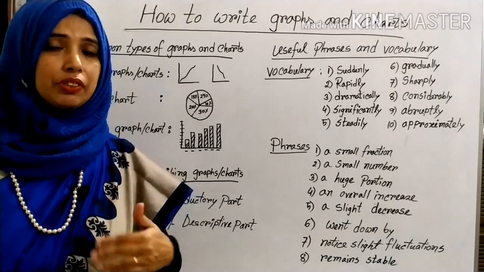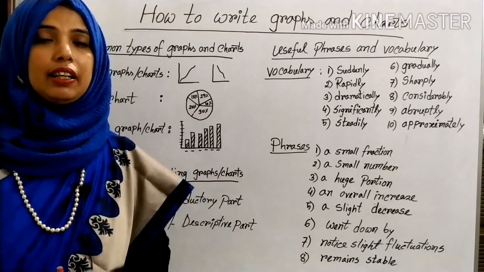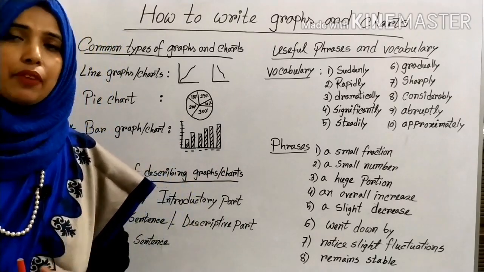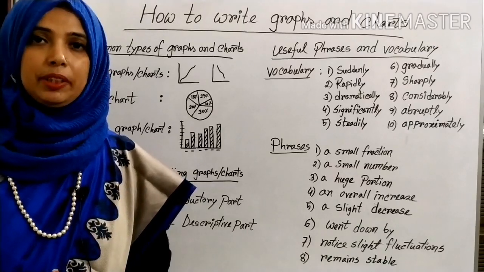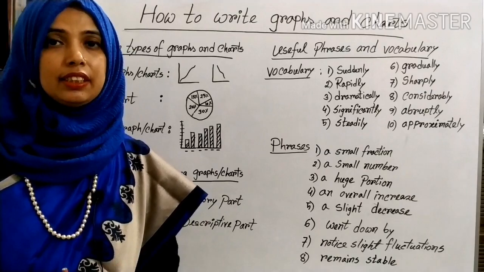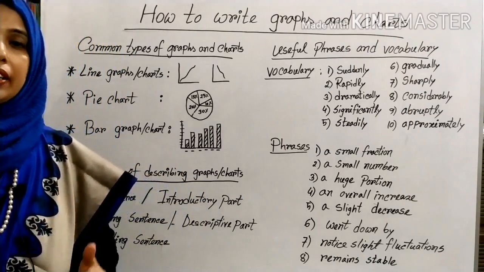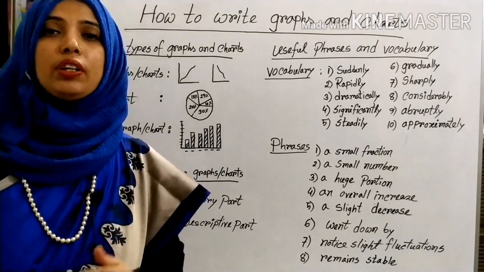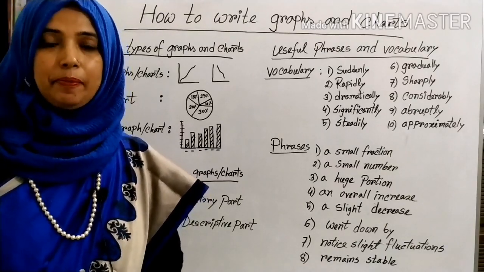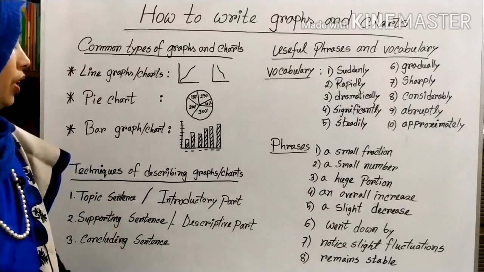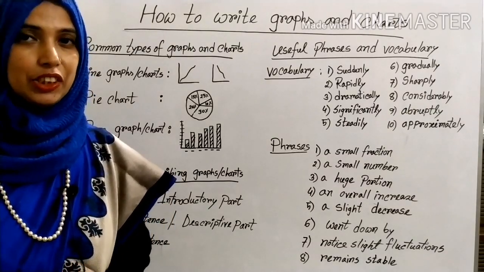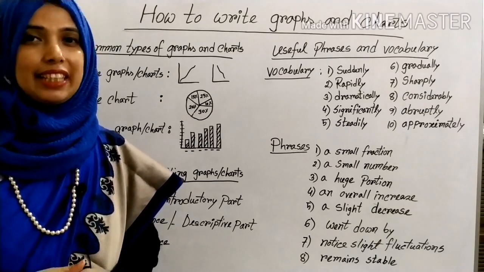Dear students, in your question paper there will be a picture, there will be data, and you don't have to draw the picture. And you must be very careful about the tenses, and you have to describe the whole graph or chart within 150 words. Okay? So if you want to get good marks for writing graphs and charts, you have to follow some techniques.